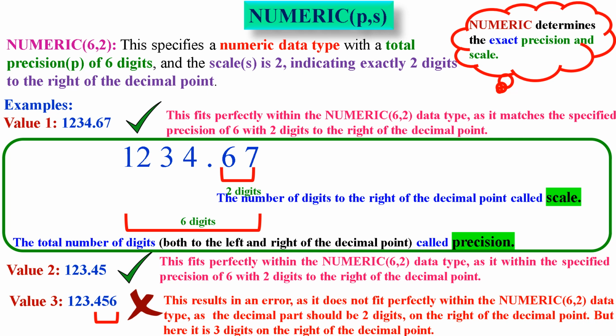Let's see value 123.456. Here, the total number of digits, both to the left and right of the decimal point, is 6, that is, precision is 6. The number of digits to the right of the decimal point, called scale, is 3. This results in an error as it does not fit within the NUMERIC(6,2) data type, as the decimal part should be 2 digits on the right of the decimal point. But here it is 3 digits on the right of the decimal point.